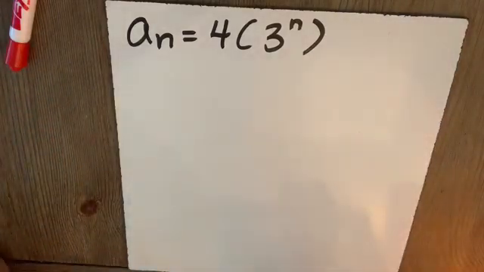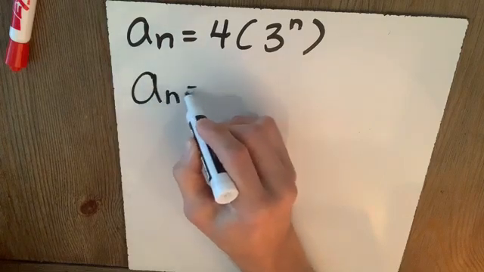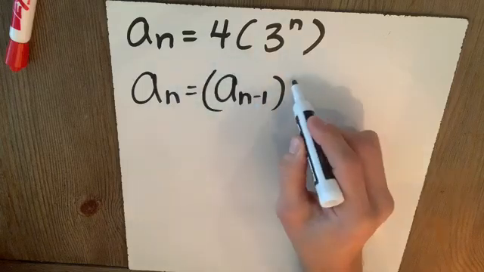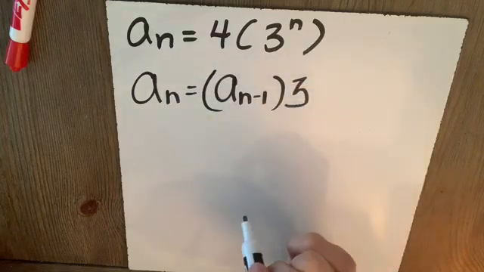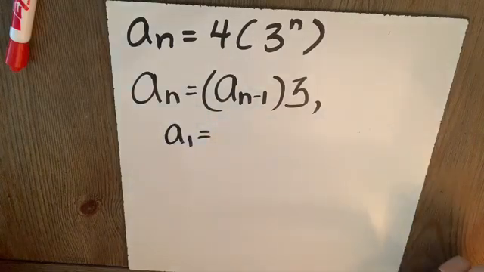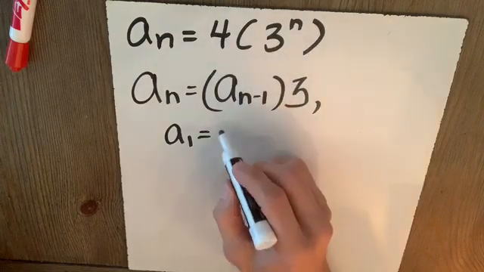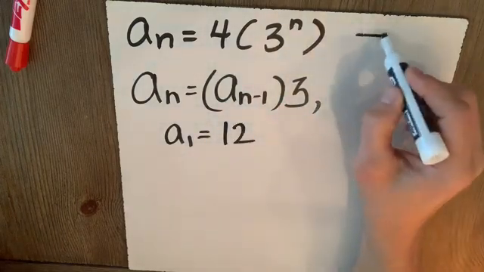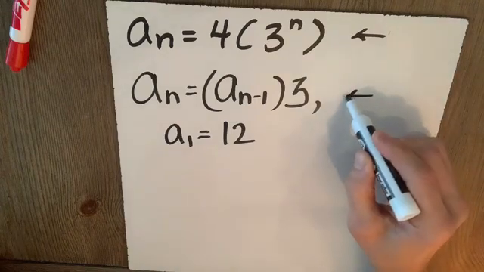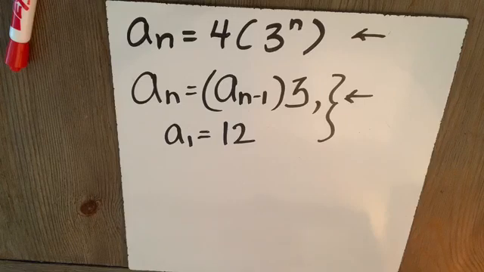How would we create the recursive term? Well, this would be AN is equal to AN minus 1 times 3, because that's my common ratio, comma, A1 is, well, we've got to say where we're starting. When we put a 1 in there, we had 3 to the first power is 3 times 4 is 12. So this is your explicit formula. And here, this whole thing, including A1, is your recursive formula.